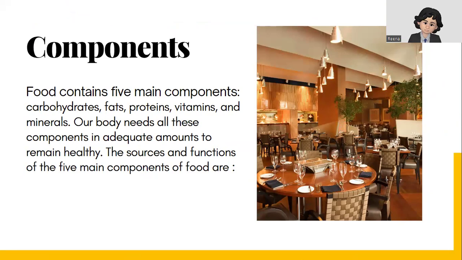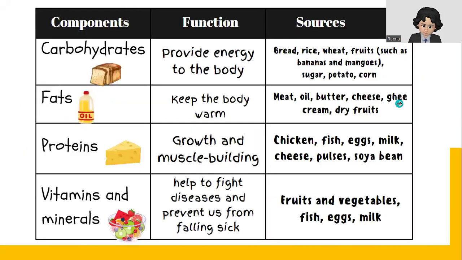So basically, guys, food contains five main components: carbohydrates, fats, proteins, vitamins, and minerals, and mostly vitamins and minerals are considered as one. Our body needs all these components in adequate amounts, because if we have more carbohydrates but fewer vitamins and minerals, there'll be a huge effect on the body. All right, so let's move on.